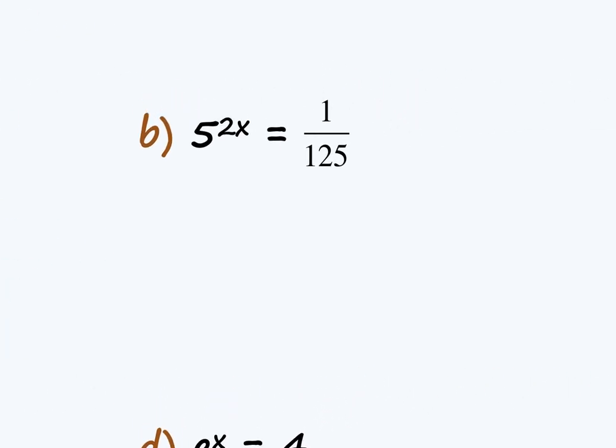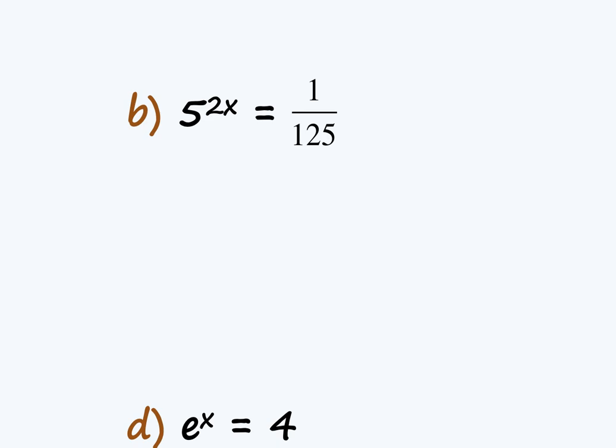Now looking at B, 5 is one base and the other one is 1 over 125. So we're going to rewrite 1 over 125. We did this in the warm-up, but I have to bring it to the top and I have to make it a power of 3. So this becomes 5 to the negative 3. And 5 to the 2x would equal 5 to the negative 3. Bases are the same, so ignore the bases and set the exponents equal to each other. 2x equals negative 3. Divide both sides by 2, and x equals negative 3 halves.